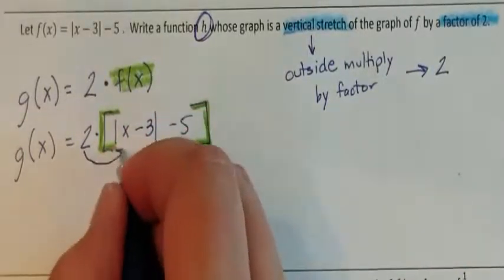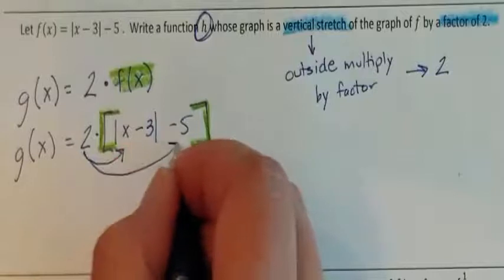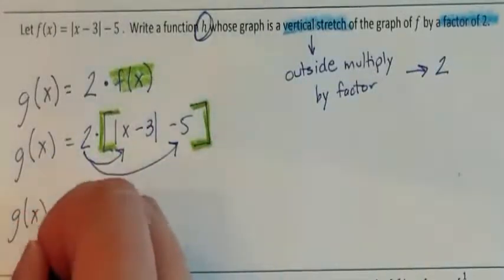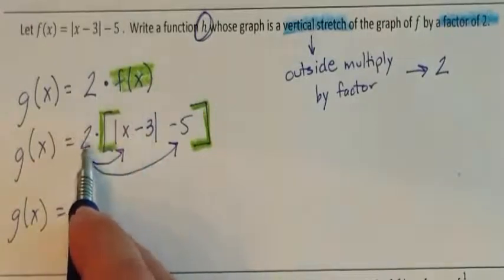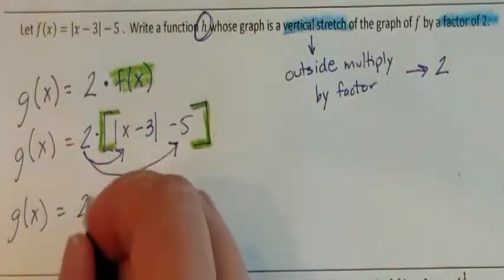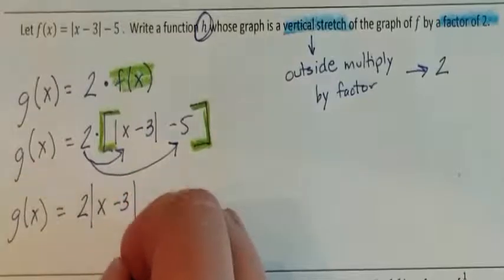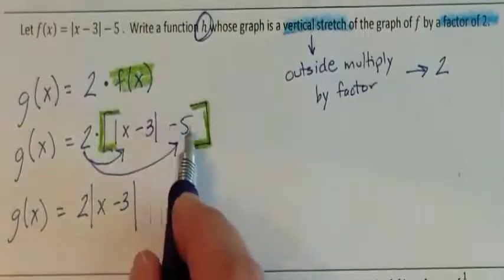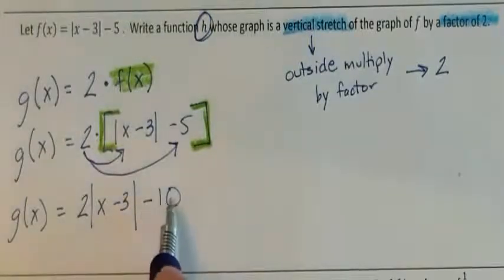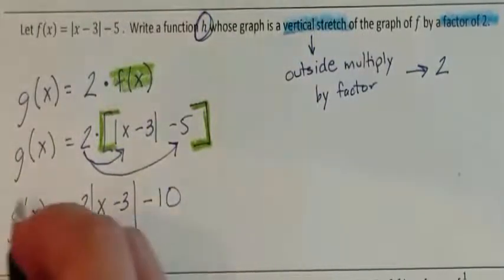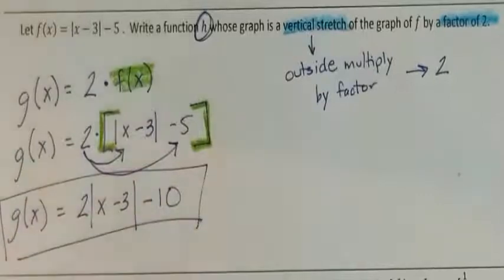2 gets to multiply to the absolute value, and 2 needs to get multiplied to the minus 5. You cannot multiply to the inside of the absolute value. So 2 times an absolute value is literally 2 times the absolute value. Now 2 times a minus 5 is a minus 10. You cannot combine like terms in and out of an absolute value. So this is my final answer, and I am done.